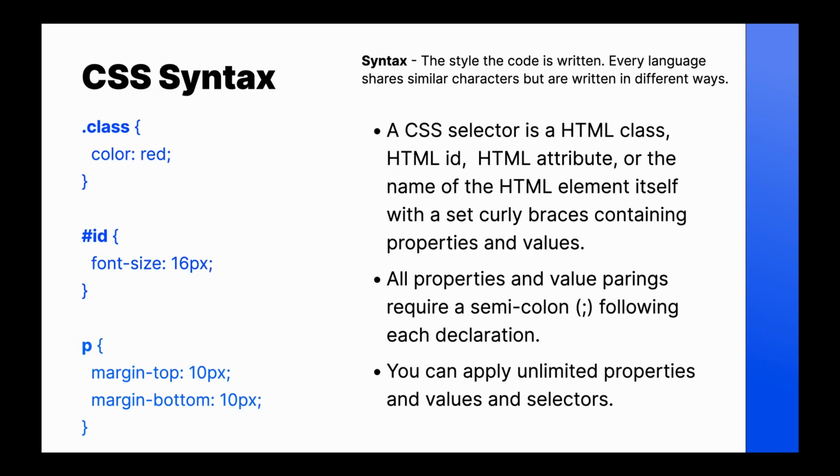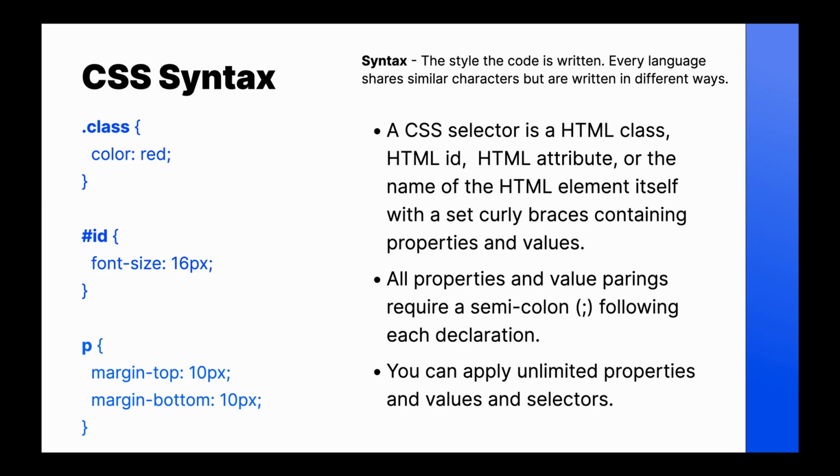So the syntax on the left here, you see a dot notation, so a period before the name. It's called a class. That's how a class looks. An ID is going to have the number sign and then the name of the element or whatever ID you pass in the HTML. And then the P tag is an actual HTML element itself. So you can style things in these specific ways and a few more, which we'll get into.